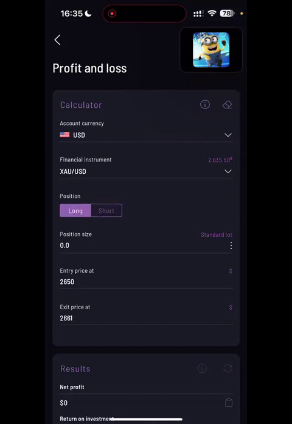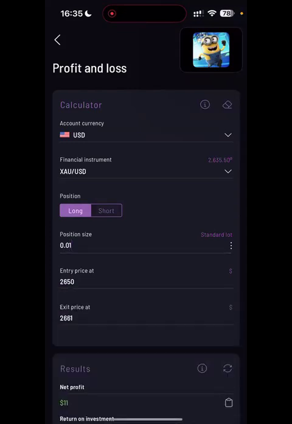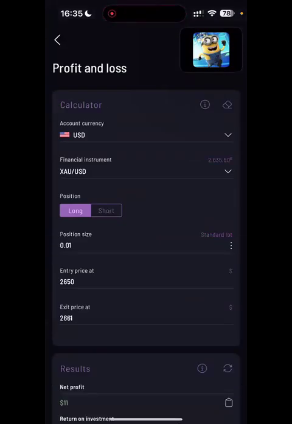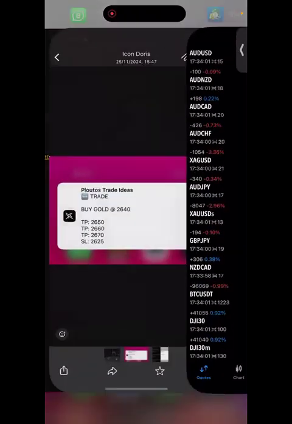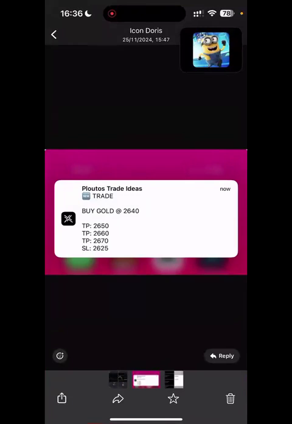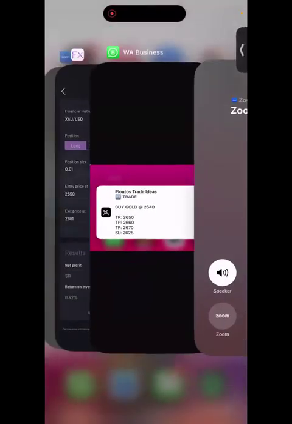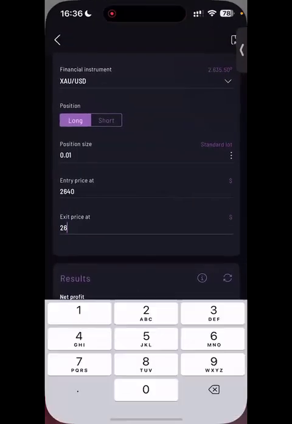You understand? Let's say, for example, they told us to buy, and the normal lot size we use is 0.01. You put that on position size, 0.01. Then you see these three dots by the side, make sure it is on standard lots. Then you see entry price and exit price. What you want to do is go to the trade that they sent out. In this case, they said buy gold now at 26.40. So we're going to put that as the entry price, 26.40. Then for the exit price, we're going to put the SL, which is 26.25.